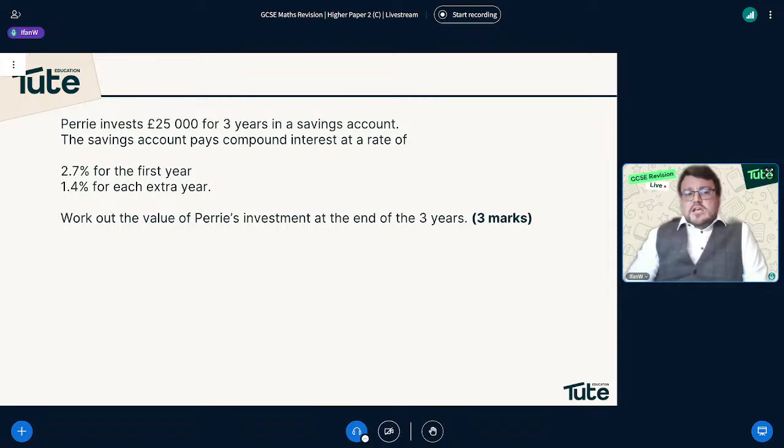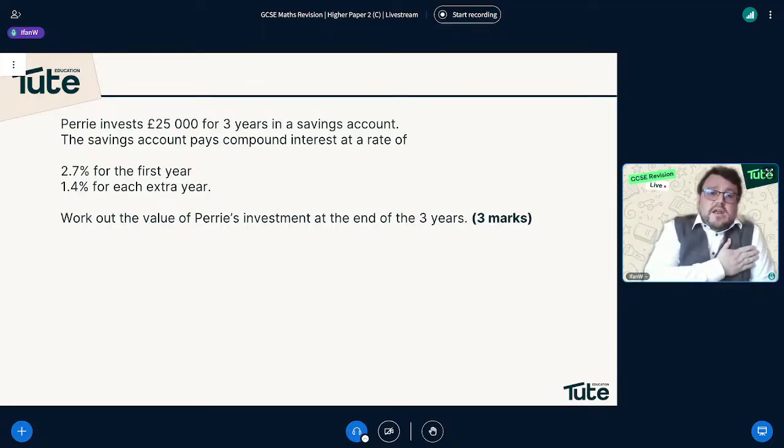Right then, for the first part, this is probably the harder one. So Perry invests 25,000 for 3 years in a savings account. The savings account pays compound interest, important word, at a rate of, now here is where it gets complicated. You have to make sure that you understand what this actually says. You are given 2.7% for the first year and 1.4% for each extra year.